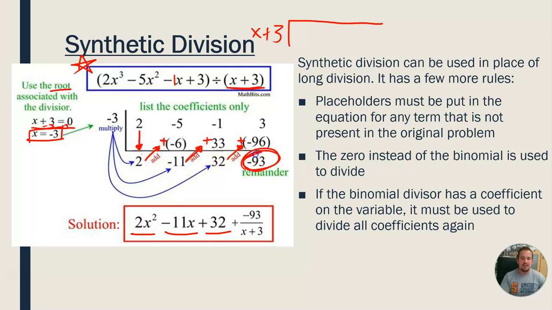And then if there's a number here, that is what my remainder is. So notice I wrote plus negative 93 over my original divisor, x plus 3.